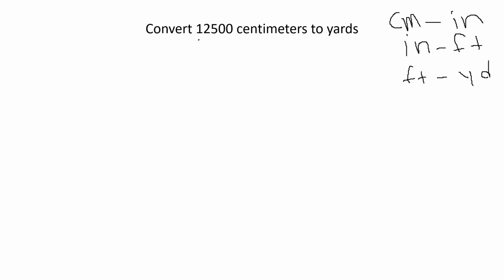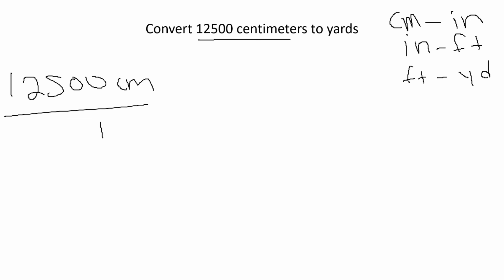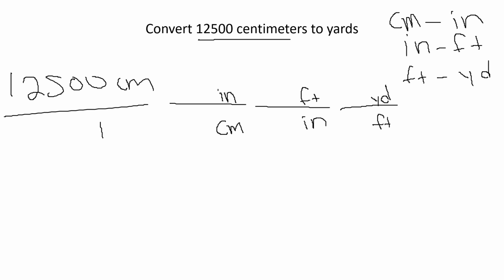So step 1, put what I'm given over 1. First unit multiplier, whatever's on top, it goes on bottom. Let me shorten that line. I'm not going to have enough space if I write that one big. Okay, whatever I have on top goes on bottom. Where am I going? Centimeters to inches. Whatever's on top goes on bottom, inches to feet. Whatever's on top goes on bottom, feet to yards. Now I plug in my numbers.